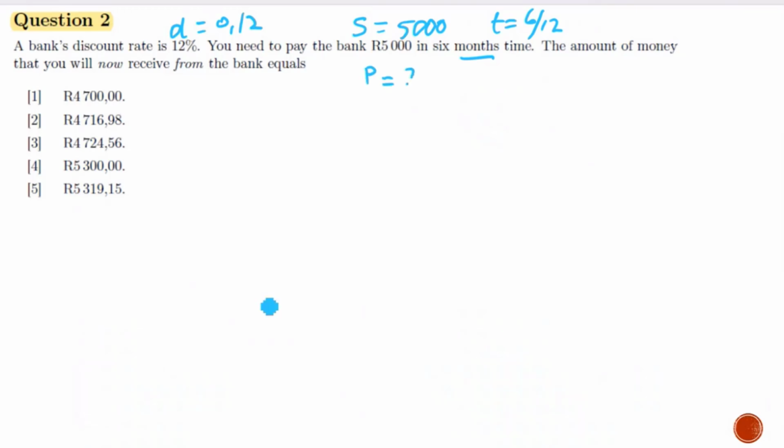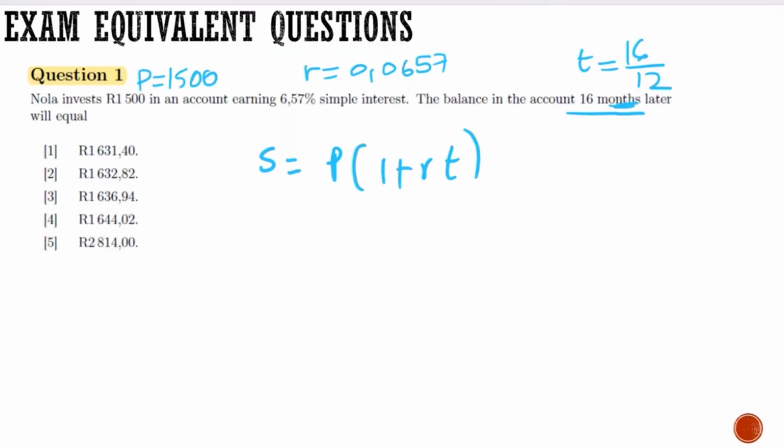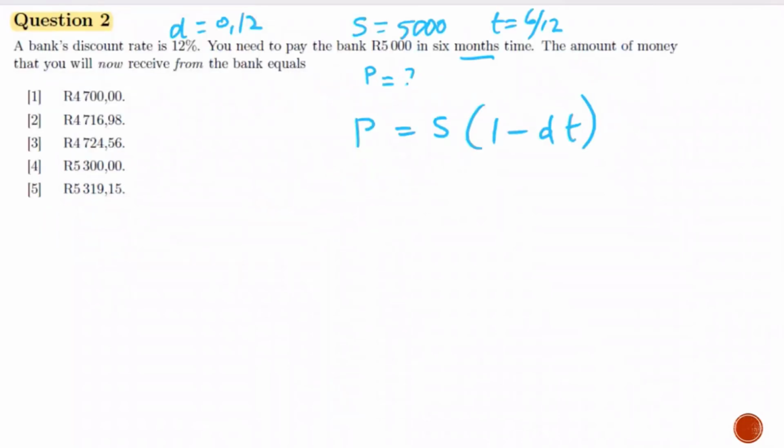Same thing here. You get your formula. Your formula would be P is equal to S into 1 minus dt. Okay, so now these are different aspects. This is a simple interest. This is a simple discount. So you plug in everything for you to be able to get to your present value.